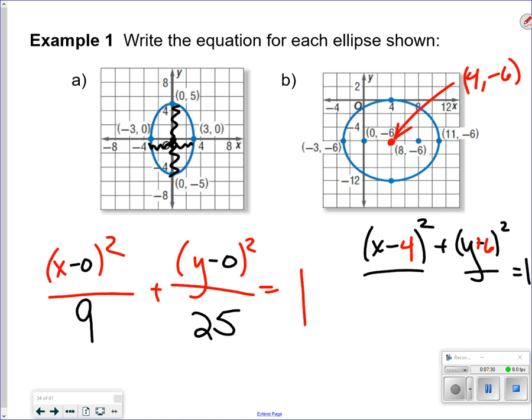Now, how far does it go left and right? So it ends up going 7 to the left and 7 to the right. So under the x, I would put 49, because again, it's the radius for x. And then it goes up and down 6. 6 up, 6 down. So under y, I put 36.